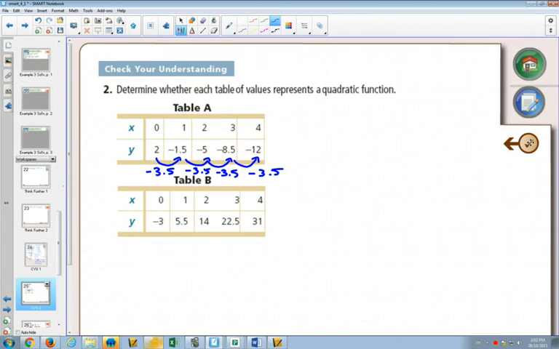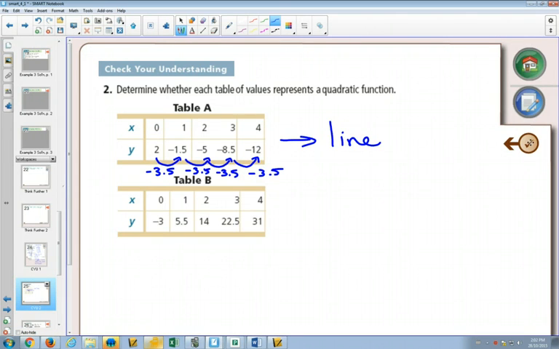Does that follow that pattern of over 1, up 1, over 1, up 3, over 1, up 5? No, it's always the same. That makes this a slope, and this makes this one a line. Not a quadratic equation.